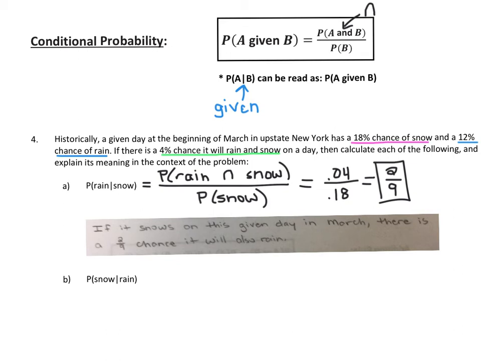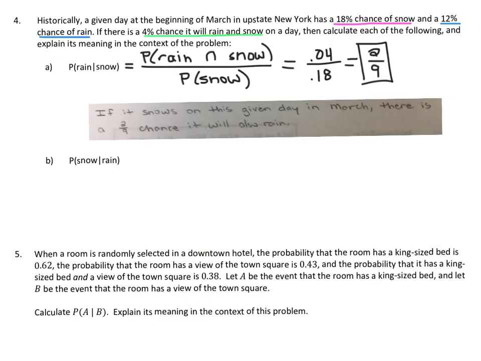All right, now let's look at the part below that. Actually, why don't you hit pause and try that on your own, because it's super similar to what we just did. Okay, so for this one, they want the probability of snow given rain.